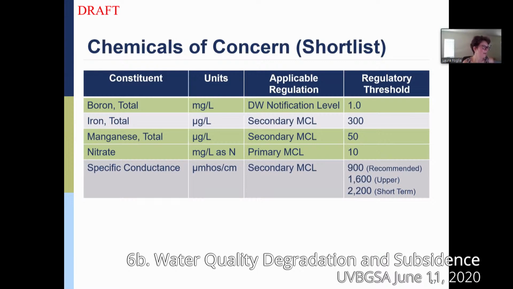Nitrate was fully approved by the TAC. And then the TAC suggested that specific conductance is also a good constituent because it's a good indicator in case something happens. So if we imagine that this is the short list of chemicals of concern, and we put this in the plan, these are the ones the GSA needs to keep monitoring. There is already a lot of monitoring ongoing, so the GSA doesn't need to start from scratch, but there would be the need to report at least on these.